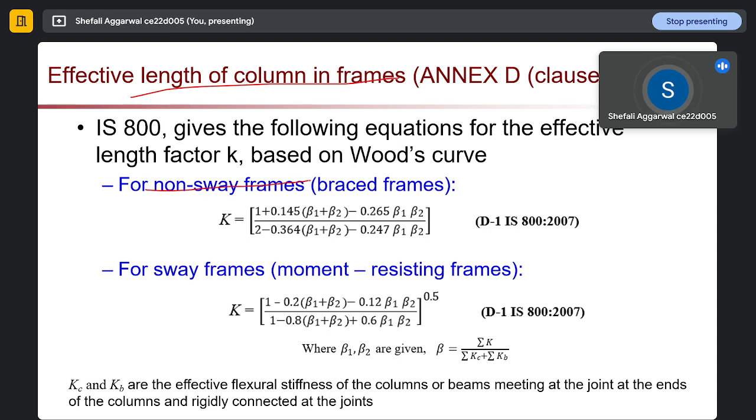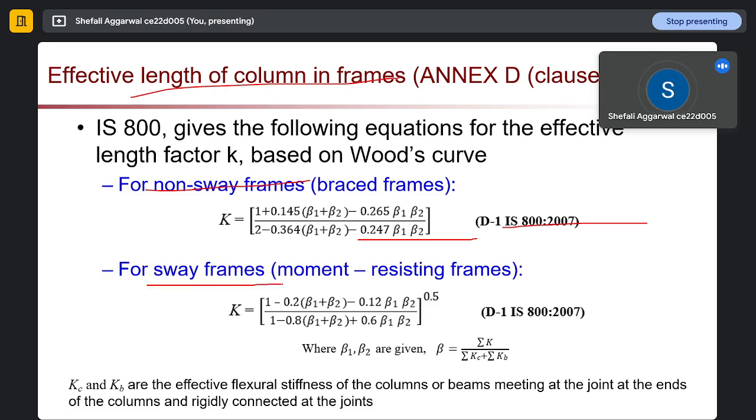For non-sway frames, we calculate the K factor as 1 plus 0.145 (beta 1 plus beta 2) minus 0.265 beta 1 beta 2, divided by 2 minus 0.364 (beta 1 plus beta 2) minus 0.247 beta 1 beta 2. Okay, all these formulas are already given in Annexure D of IS 800. You can read from there.